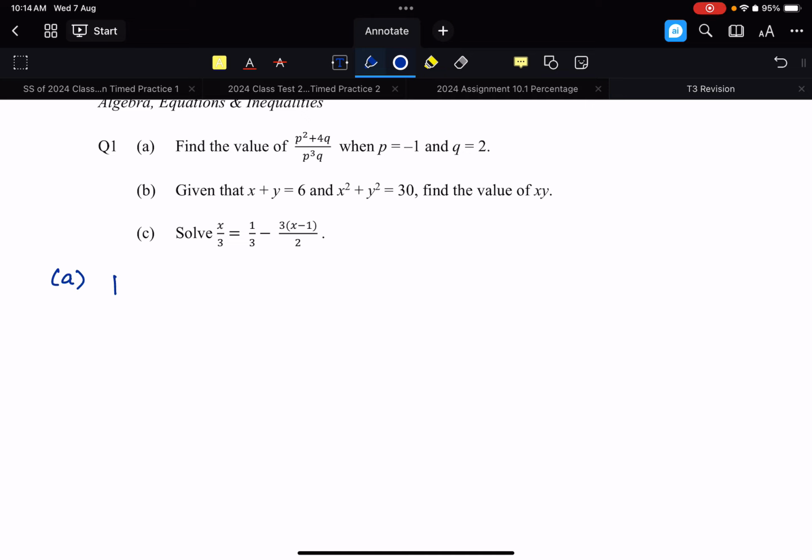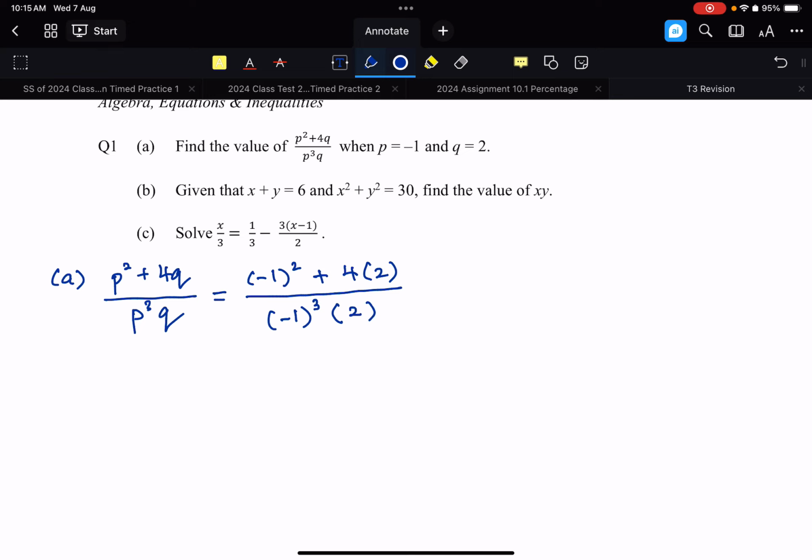Okay, so I have my p squared plus 4q over pq, right? I'll replace my p with negative 1, plus 4, replace my q with negative 2. In the denominator, again, replace my p with negative 1. Notice when I put a negative number, always have the parentheses or the bracket around it. Times my q, which is negative 2, right? So when you do this, it's really important to have the brackets. If not, bad things will happen, right?